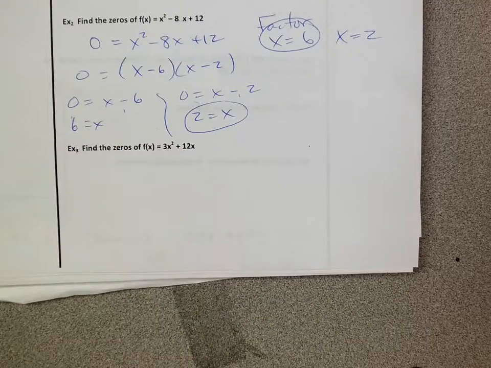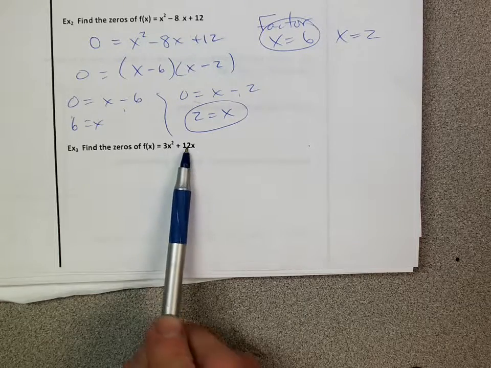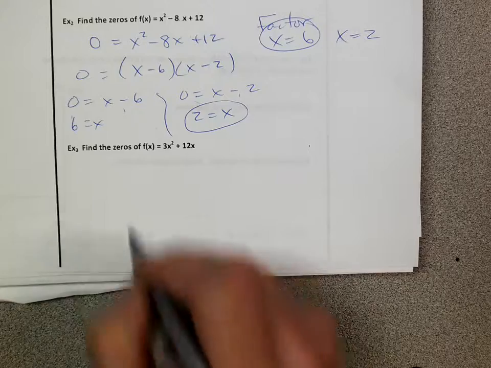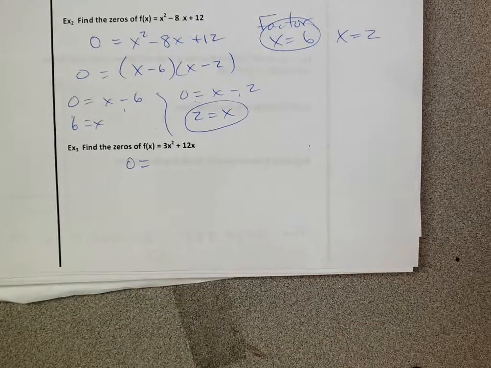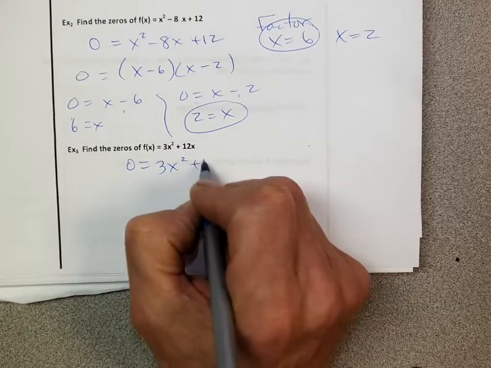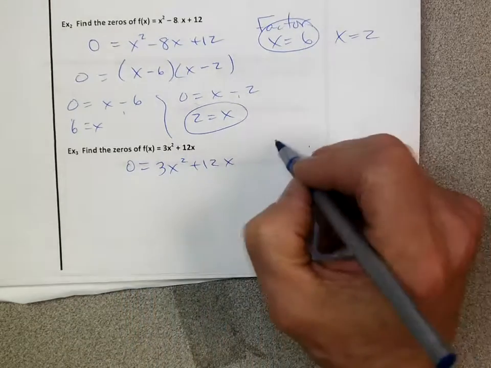When I look at example 3 right off the bat, I know one of the answers is 0 because 0 plus 0 is 0. One of the answers has to be 0, but let's show why it is. So we're going to set it equal to 0 because we're trying to find the 0. Set it equal to 0. 3x squared plus 12x. Now, we're going to common factor.